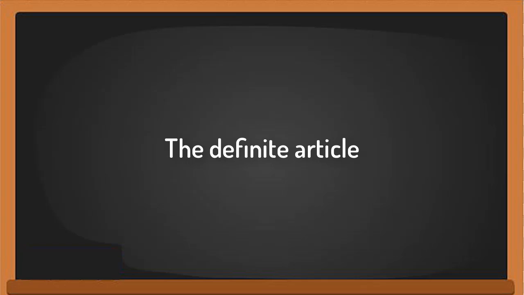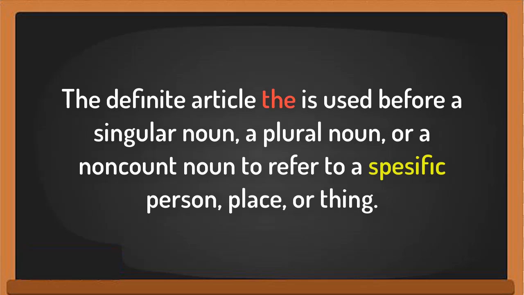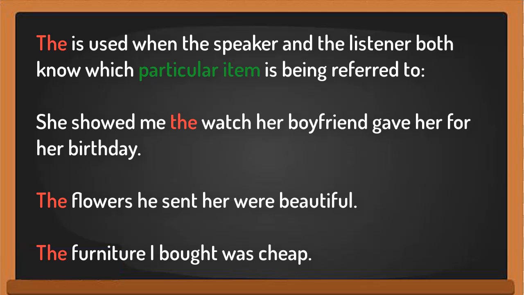Okay, now let's move on to the definite article. The definite article the is used before a singular noun, a plural noun, or a non-count noun to refer to a specific person, place, or thing. So this is different from the indefinite article. The indefinite article is not specific, it is very general, but the definite article is very specific. If you mention it to a person, the person will know what you are talking about. So the is used when the speaker and the listener both know which particular item is being referred to.